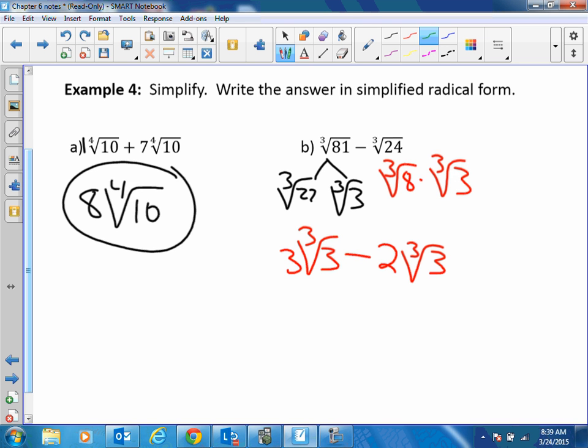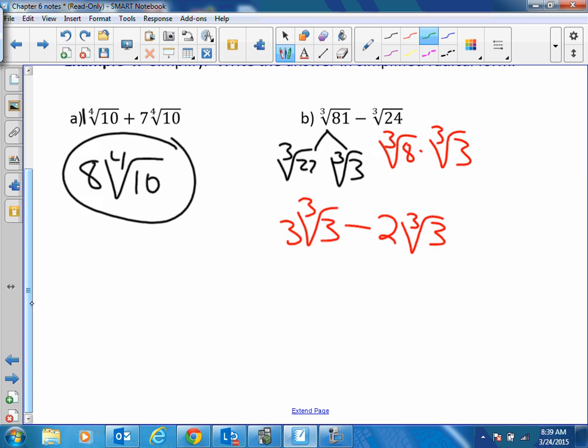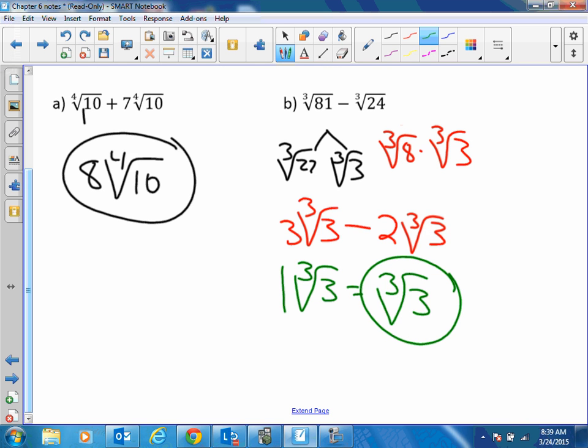Now they're both cube roots of 3, so we can subtract them. 3 cube root of 3 minus 2 cube root of 3 equals 1 cube root of 3, or just cube root of 3. So sometimes the radicals are already the same, and sometimes you have to simplify to be able to add and subtract.